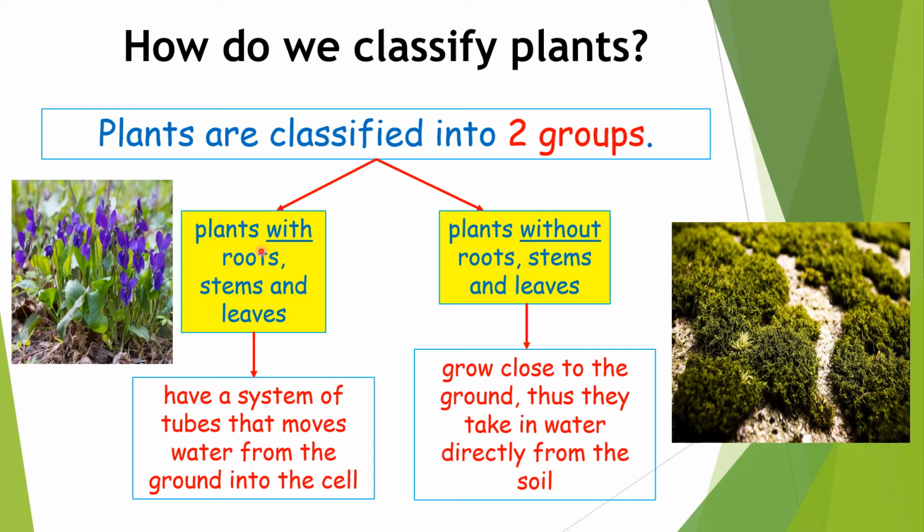The plants that are with roots and stems and leaves have a system of tubes that moves water from the ground into the cell, such as the violet plant. It has stems, and the stem moves the water throughout a system of tubes, into the cell. Whereas plants without roots, stems, and leaves grow close to the ground, thus they take in water directly from the soil like the mosses.